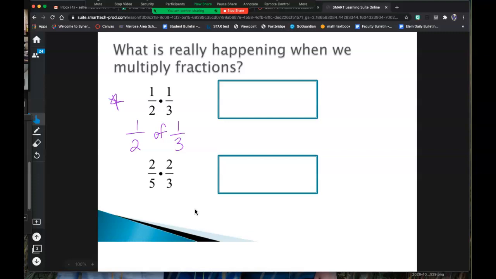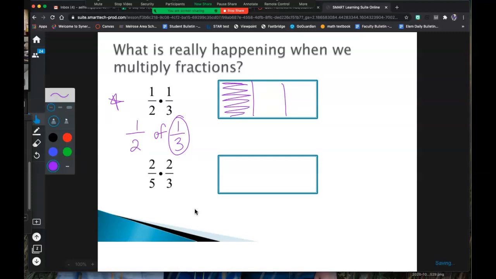And I can show that by saying if I have, let's say, a candy bar, and I split it into thirds, this would be 1/3. And now if I'm going to take half of the third, I'm going to cut that in half. I'm only looking at this right here that's colored in both green and purple. So my answer ends up being 1/6 because that's 1 out of the 6 pieces.